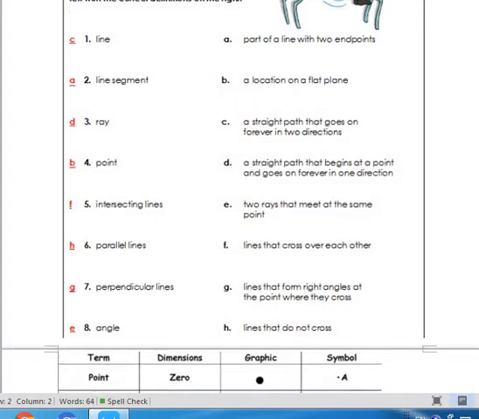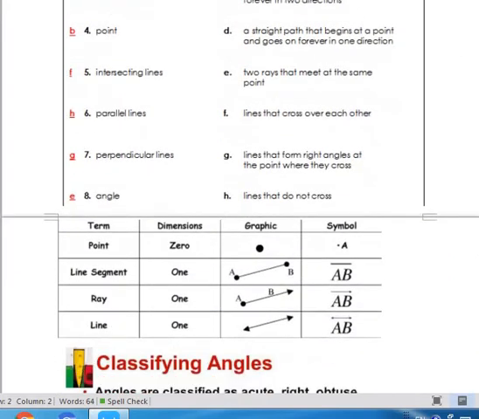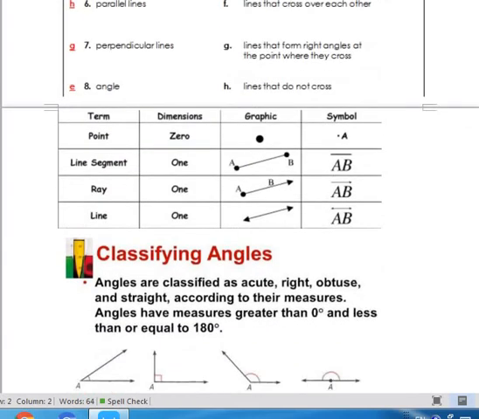Moving to the next worksheet. This is a point. It has no dimensions: no length, no width, no height. This is the shape of a point, and this is the symbol. Line segment: it has one dimension, and this is the figure, the graphic, and its symbol is AB.